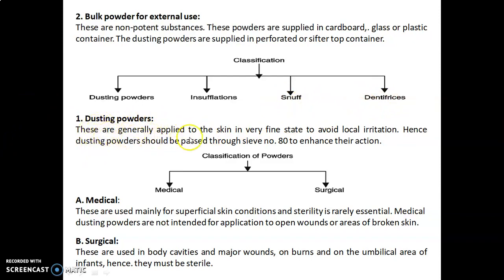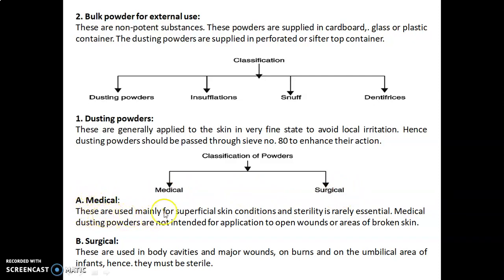These are generally applied to the skin in a very fine state to avoid local irritation. Hence, the dusting powders should be passed through sieve number 80 to enhance their action. Classification of dusting powder is medical and surgical. There are two classes. We will discuss medical.